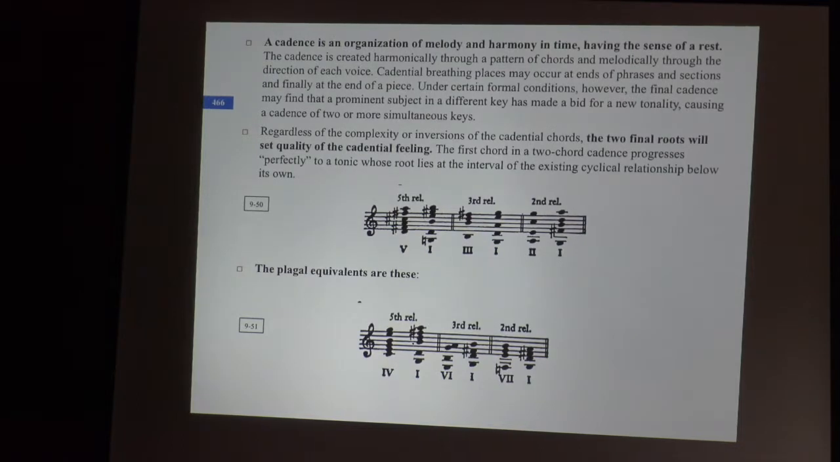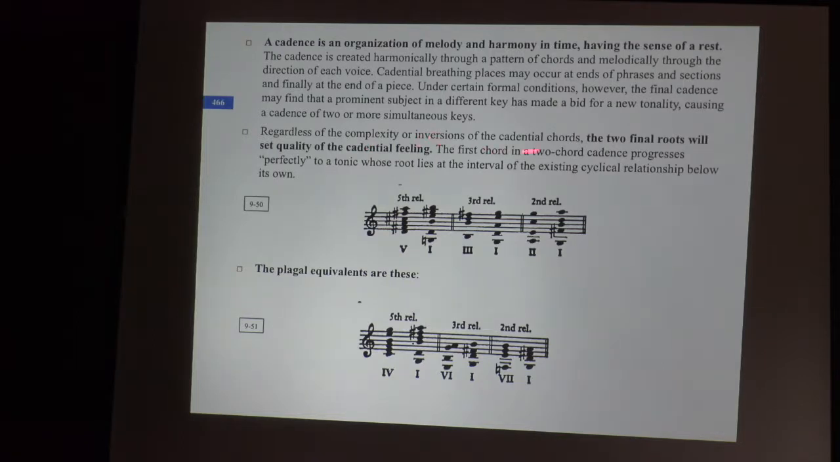Okay. A cadence is an organization of melody and harmony in time, having the sense of a rest. The cadence is created harmonically through a pattern of chords and melodically through the direction of each voice. Cadential breathing places may occur at the ends of phrases and sections and finally at the end of a piece. Under certain formal conditions, however, the final cadence may find that a prominent subject in a different key has made a bid for the new tonality, causing a cadence of two or more simultaneous keys.